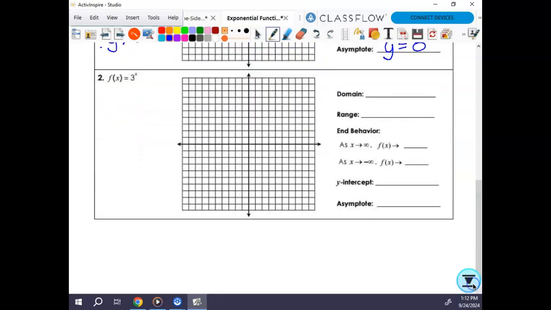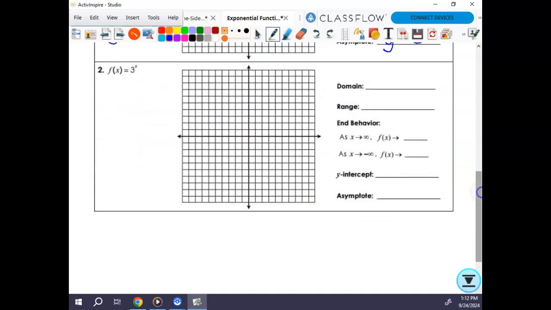Let's go to this next one, and we'll do the little T-chart here, and then we'll start talking through some of the other ones. So I've got x and y. Negative 1. I'm going to space them out better so I can write better. So what is 3 to the negative 1 power? 1/3. Good. What is 3 to the 0 power?